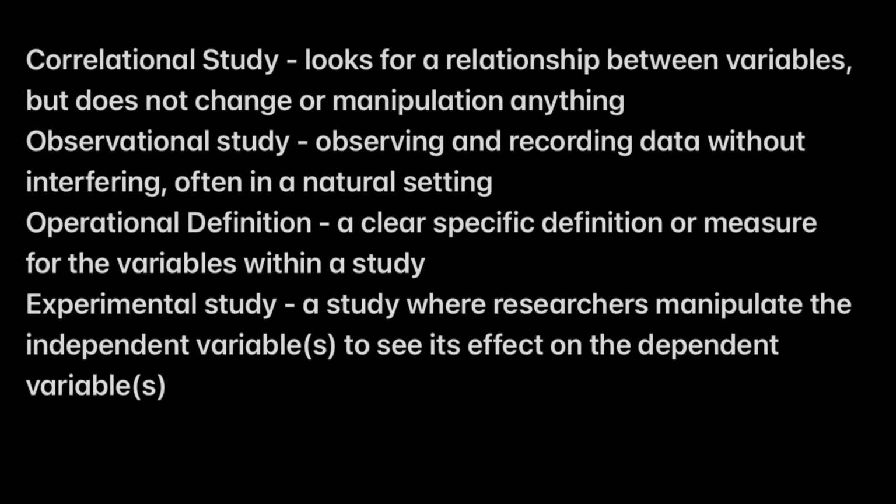So there are three main types of studies. The first one is correlational studies, which look at the relationship between two variables. But what's important to remember is that you cannot find causation here because of the fact that there is no manipulation. The next is an observational study, which can be done in the lab or in nature, and you just observe what others are doing without interfering.